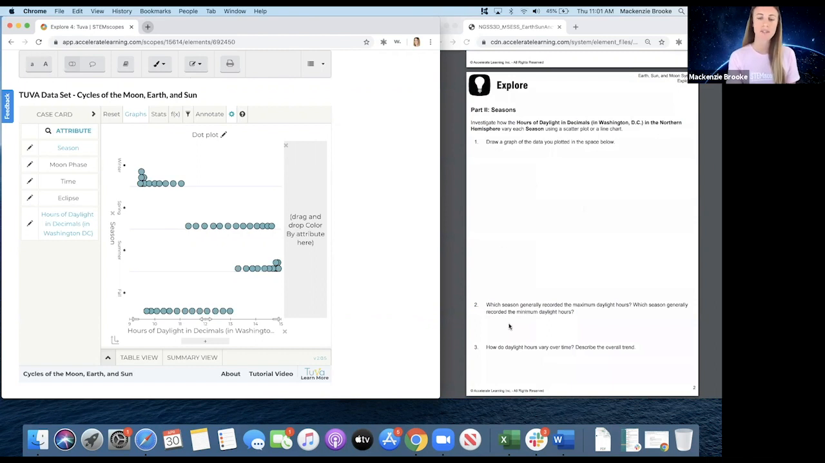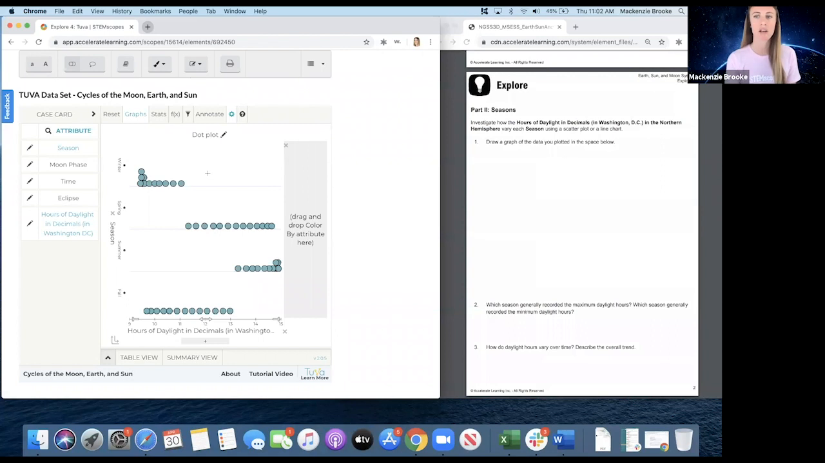The next question: let's think about which season generally recorded the maximum daylight hours. If these are hours of daylight, which season had the most? If you guessed summer, you'd be correct. And then think about which season generally had the minimum daylight. If you guessed winter, you'd also be correct. So you see these data points here, they scatter down on the left side of this graph.